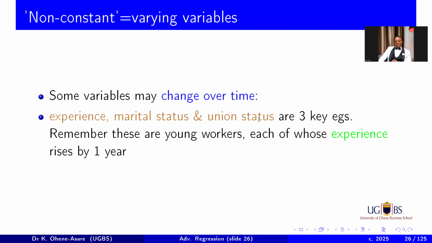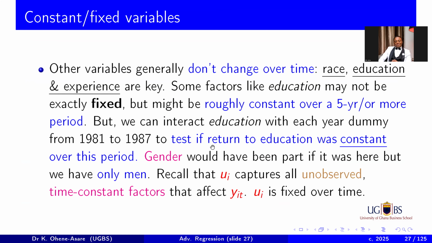And the union. Some of them didn't want to belong to a union. Some of them go into a union, drop out of being in a union, come back to being in a union, and things like that. These variables are varying. They are varying over time. We are going to formulate them. So we are talking about young people whose experiences are rising deterministically.